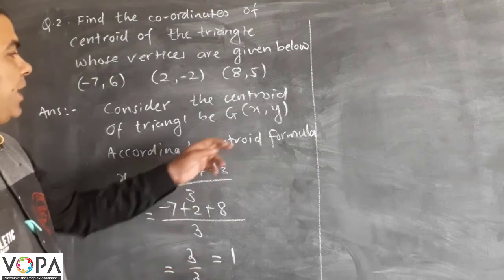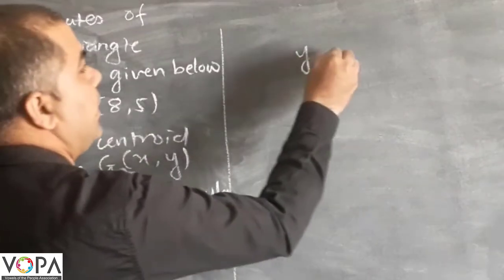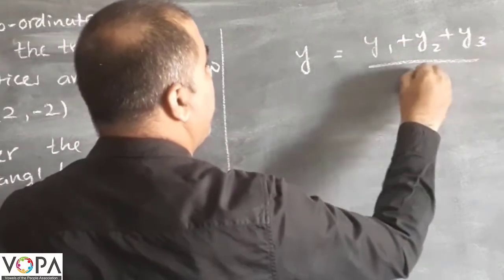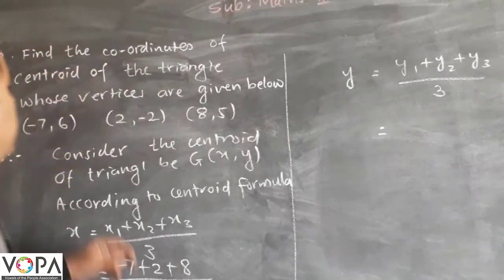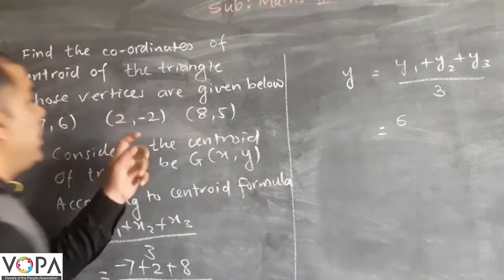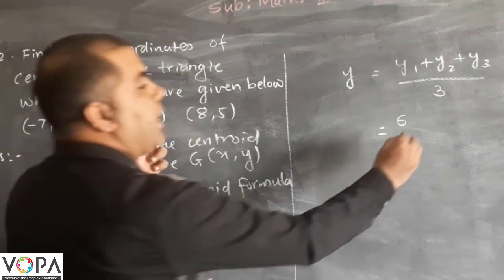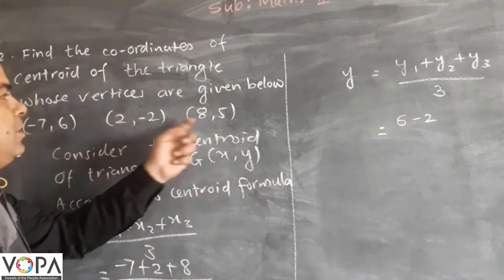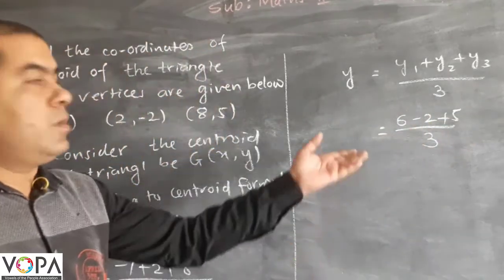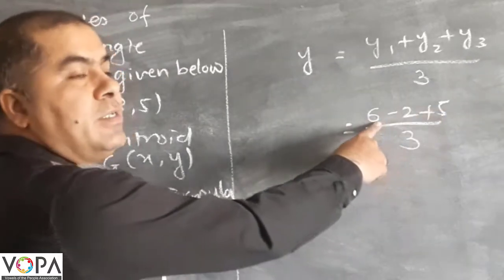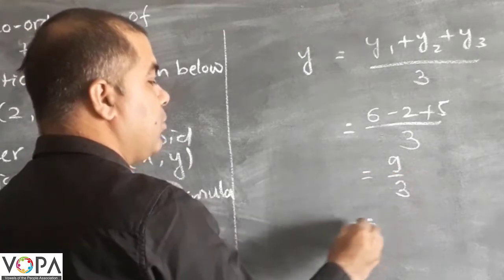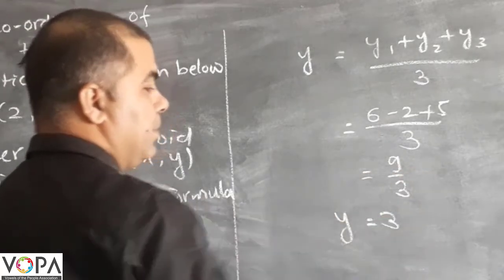Now let us find the y coordinate. The y coordinate is y1 plus y2 plus y3 upon 3. The y1 is 6. Now here y2 is negative 2 or minus 2. Write it as it is. And y3 is plus 5 upon 3. Now 5 plus 6, that is equal to 11, minus 2, that is 9. 9 upon 3, that is y equals 3.